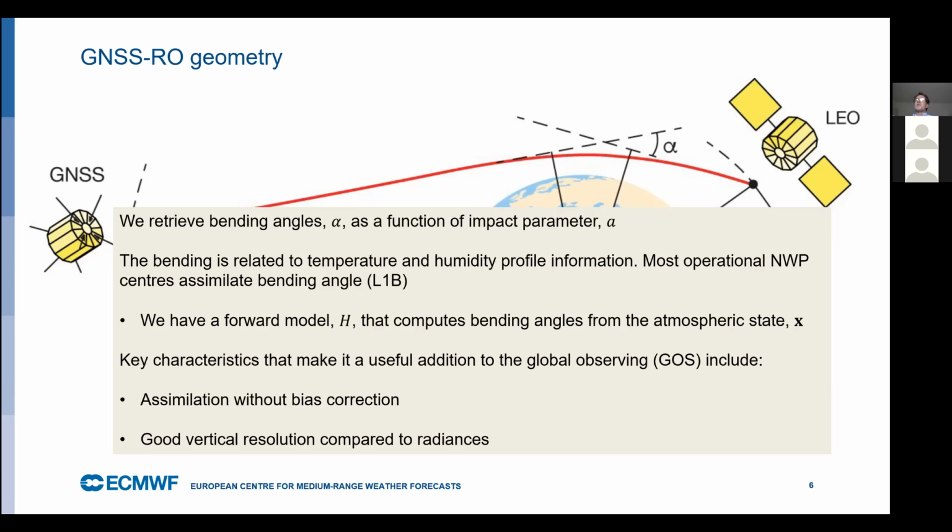But because it's limb sounded, the horizontal resolution is not as good. The information is kind of averaged over a few hundred kilometers, but the vertical resolution is extremely good, and that's what complements the other observing systems that we have available for data assimilation. So, for instance, if you assimilate radiances, they have quite poor vertical resolution, but very good horizontal sampling. We have the complementary situation, and that's really the basis of why radio occultation is a useful contribution, because it tells you something different to what you already know.